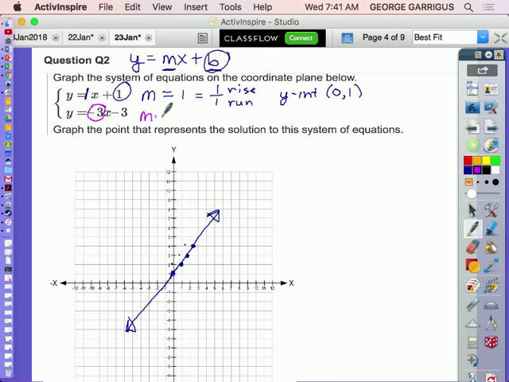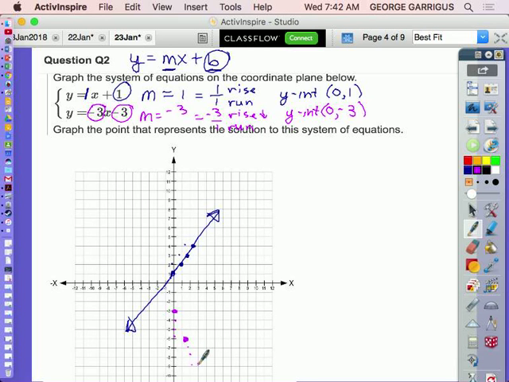The second line is here. -3 is the slope, so that's equal to -3 over 1. So you're going to go down 3, and then you're going to run +1. And then you start at the y-intercept 0, -3. So go to 0, -3 on the graph, see the purple, and it says you go down 3, 1, 2, 3, and right 1.